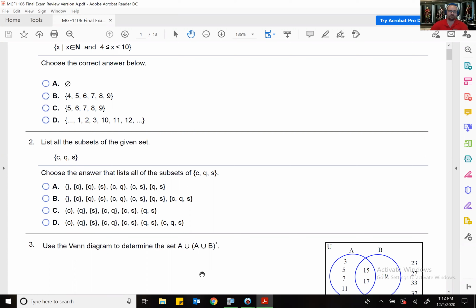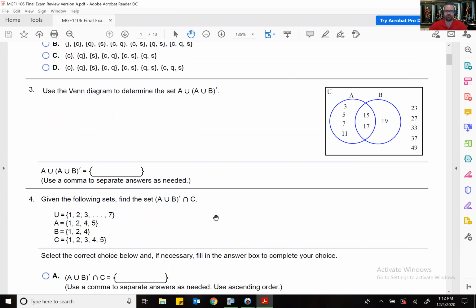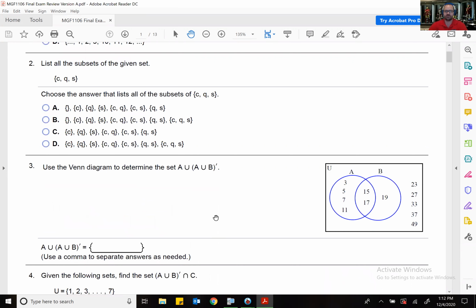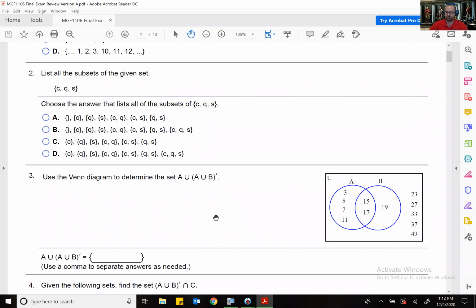Number 3. We've got this Venn diagram over here, and we want to answer the following situation. A union B, in parentheses, and then the complement, the little apostrophe.